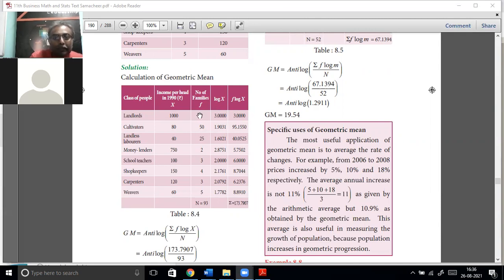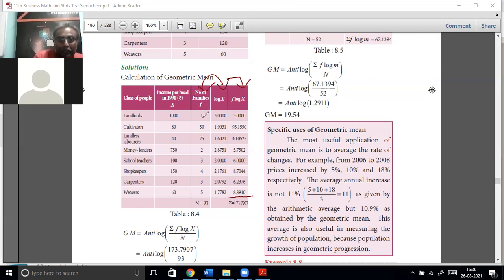Then what you have to take? You have to take log of X. Log of 1,000 is 3. You can remember, mentally we can do. Log of 10 is 1. Like that, you take the log of all the X here. Then you multiply log of X into F. These two columns you multiply and put it here. So sigma total will be for that only.